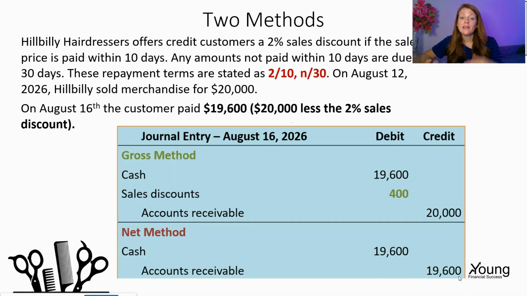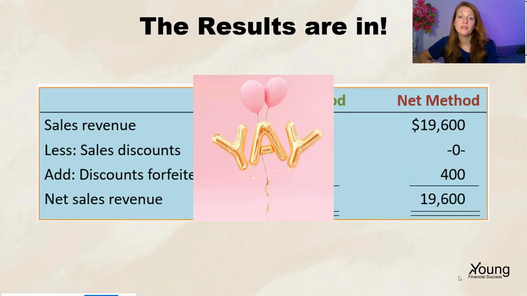Now for the net method, as long as they took the discount, then we say, okay, we got cash of $19,600. We already expected they were going to pay us in time. So we just credit our accounts receivable for the same amount that we had debited it for, $19,600. Now, if they did not pay within the 10 days, then with the gross method, we would have just shown cash for $20,000 and accounts receivable for $20,000. With the net method, we would have shown cash coming in for $20,000. Accounts receivable, we're only going to credit for the amount that we put in there, the $19,600, and the difference we're going to put as discount forfeited that they didn't take.